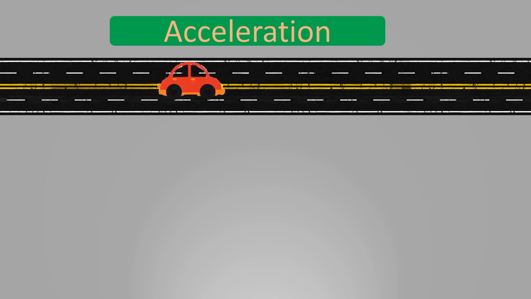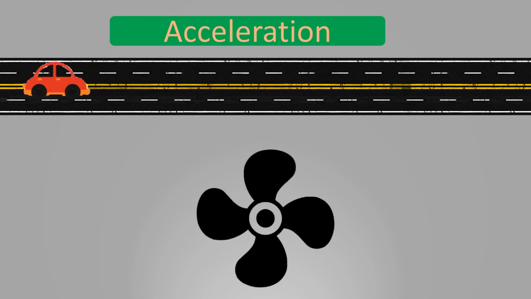Now we can define acceleration as the rate of change in velocity over time. If an object is moving at a constant velocity, then there is no acceleration, because no change in velocity means zero acceleration. But if a body rotates constantly, then why does it have an acceleration?